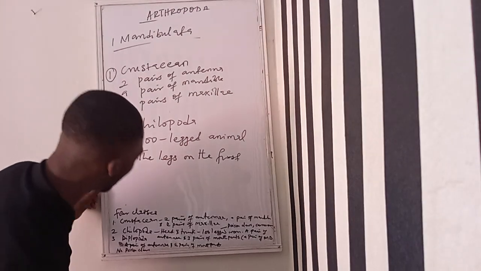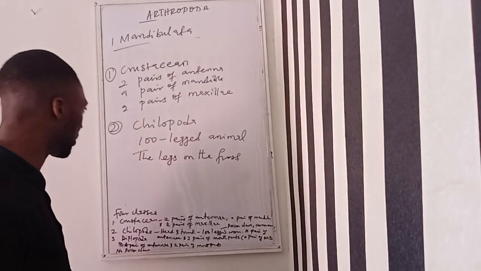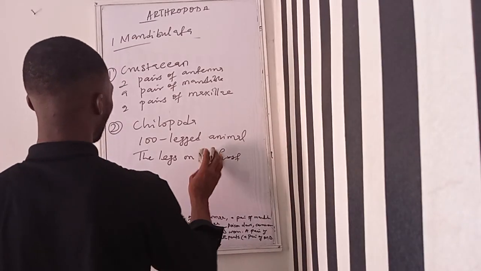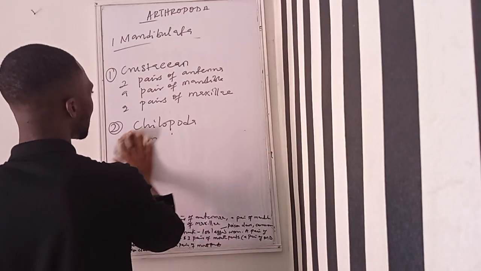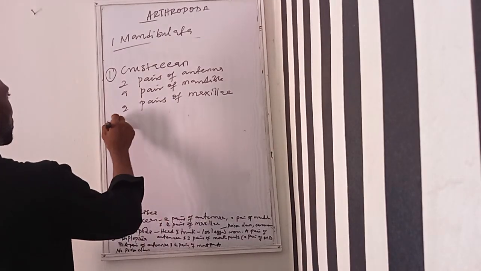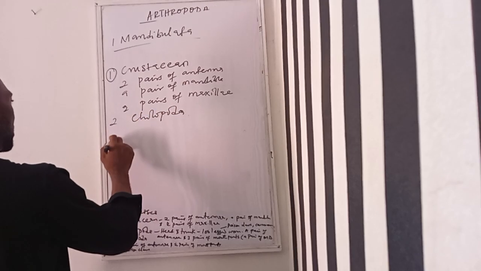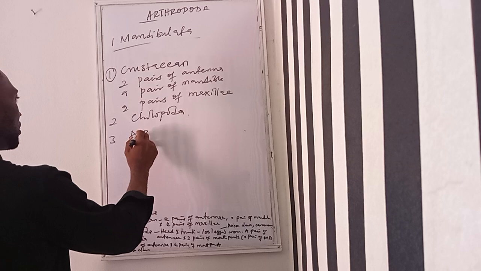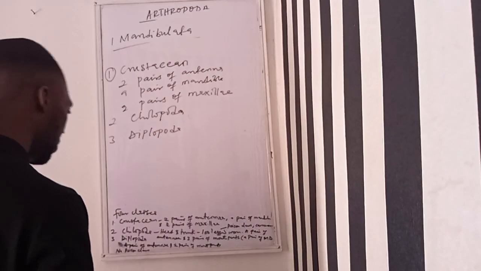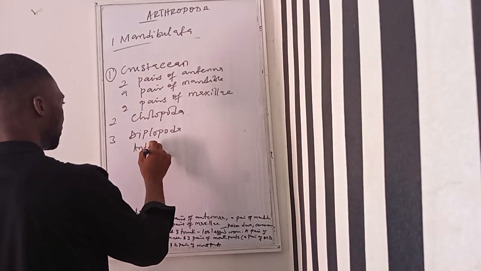So what's the example of Chilopoda? Centipede. Example of Chilopoda is a centipede. Then the members of Diplopoda, that's the next class. Members of Diplopoda have antenna too. There's presence of antenna.